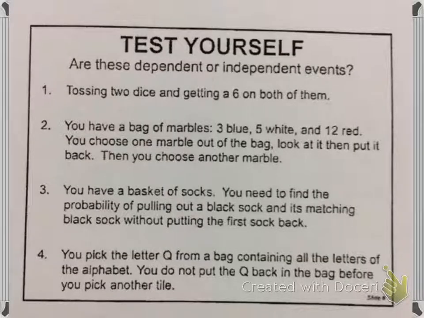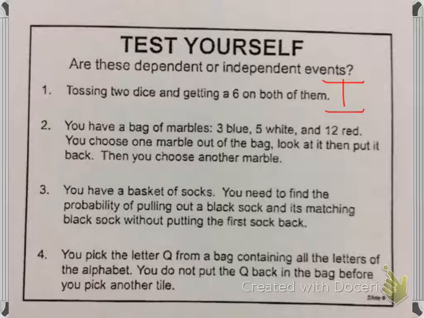So let's see whether or not these are dependent or independent probabilities by just reading them. Number 1, tossing 2 dice and getting a 6 on both of them. Well, these are independent because both dice will have the numbers 1 through 6 on them no matter what. You can't change the numbers on a dice, so they're independent. They can't affect each other.